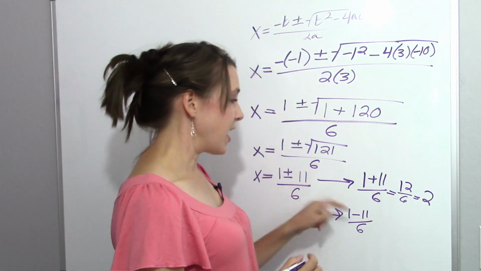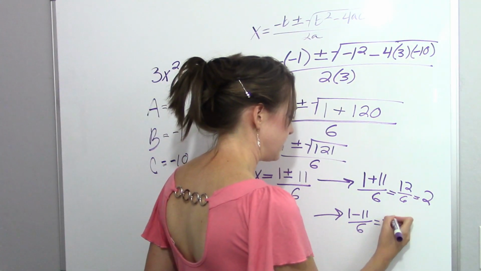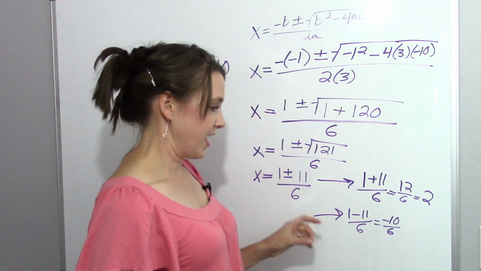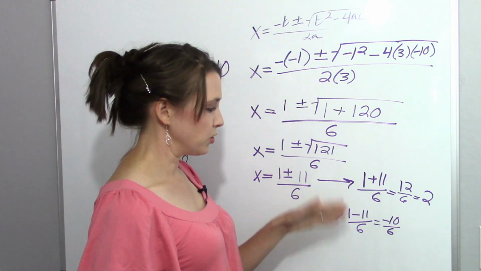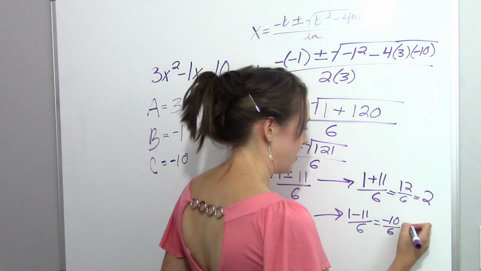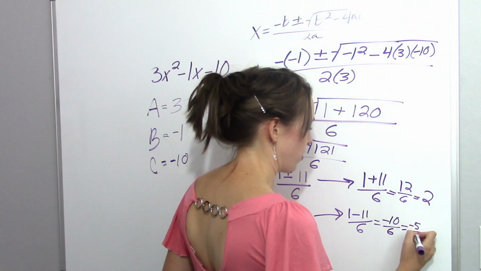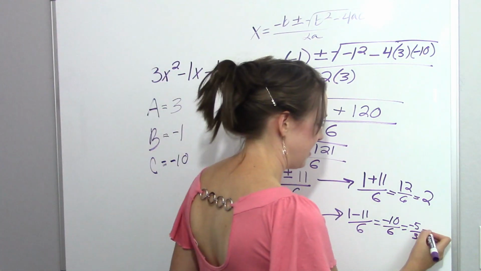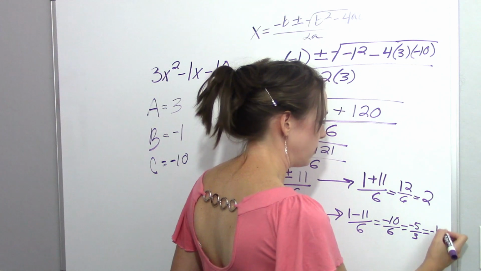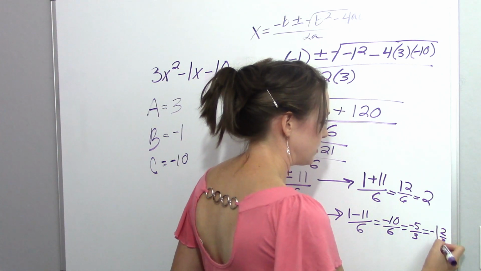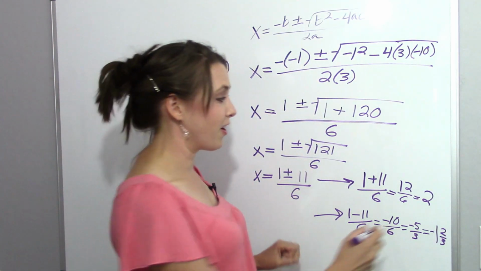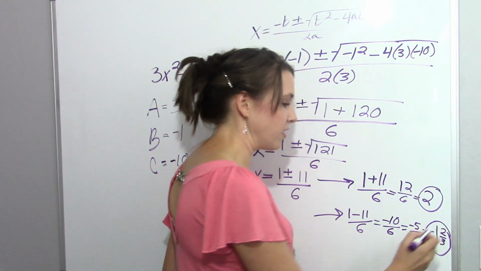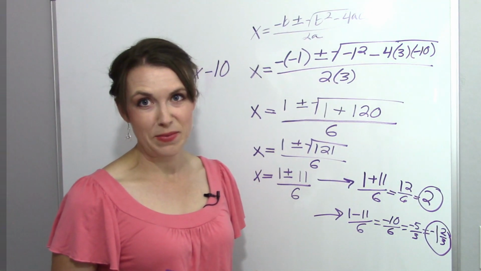And then 1 minus 11 is negative 10 over 6. And we can reduce that down just a little bit. We have negative 5 over 3, because 2 goes into both of them. Reduce that again, and we have negative 1 and 2/3. So that is going to be our answer. So x is equal to 2 and x is equal to negative 1 and 2/3.